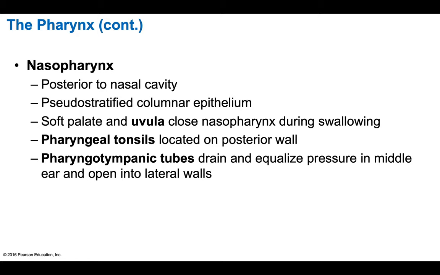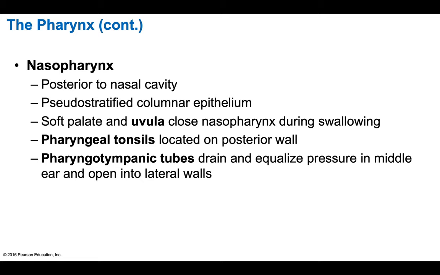As we move along, high on its posterior wall, we find the pharyngeal tonsils. These are also called the adenoids, and they trap and destroy pathogens entering the nasopharynx from the air. So remember, these are your adenoids, A-D-E-N-O-I-D-S. Next, we have the pharyngotympanic tubes, which are also known as the auditory tubes. The auditory tubes drain the middle ear cavities and allow the middle ear pressure to equalize with the atmospheric pressure by opening up into the lateral walls of the nasopharynx.